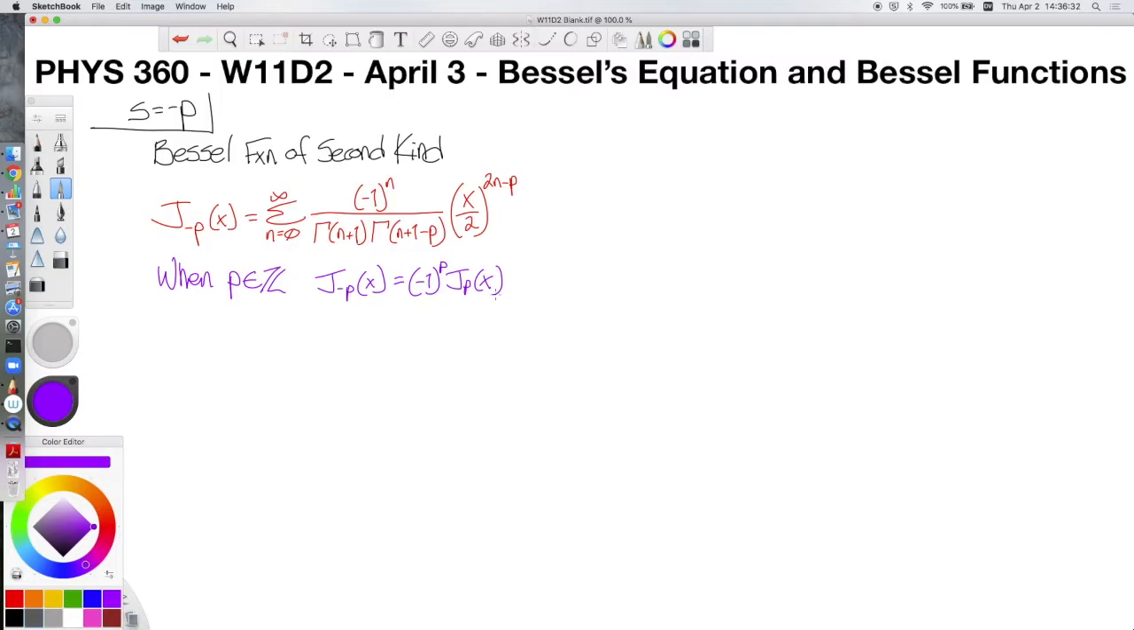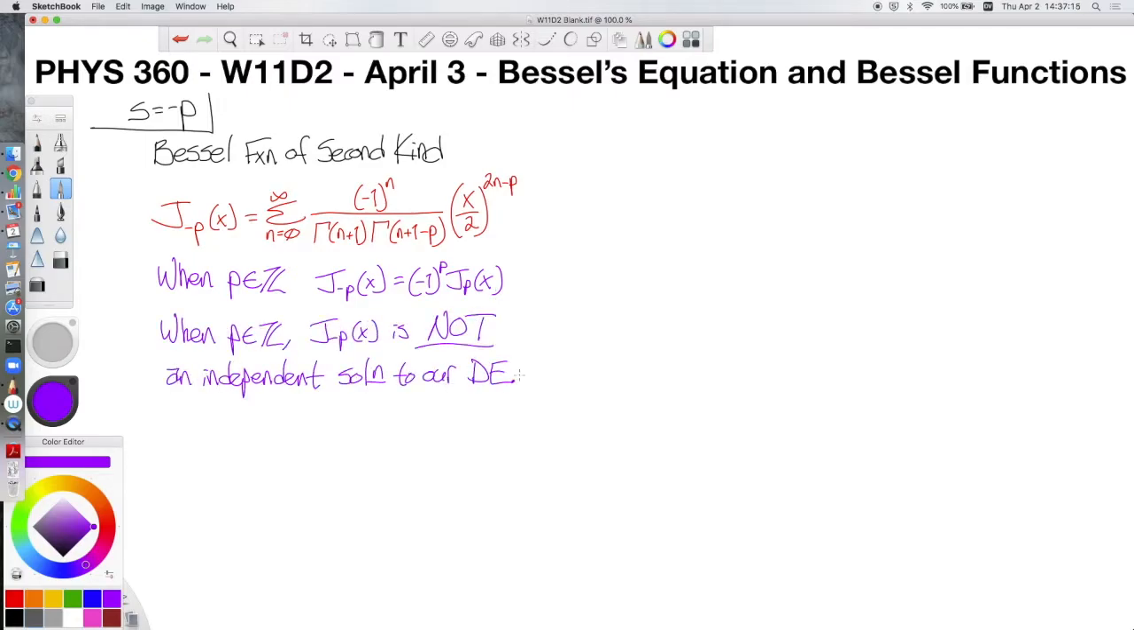This also has some relevance in terms of our solution to our differential equation. This means that when p is an integer, this new solution, J sub minus p, is not an independent solution of our differential equation. So really, Bessel functions of the second kind are only useful when you're using p that is not an integer. When p is an integer, the Bessel functions are effectively just slight modifications of our original Bessel functions of the first kind.